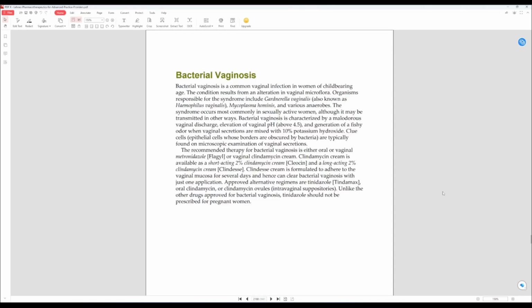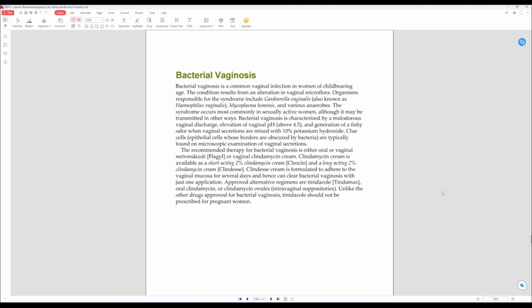Bringing us to bacterial vaginosis. Bacterial vaginosis is a common vaginal infection in women of childbearing age. The condition results from an alteration in vaginal microflora. Organisms responsible for the syndrome include Gardnerella vaginalis, Mycoplasma hominis, and various anaerobes. The syndrome occurs most commonly in sexually active women, although it may be transmitted in other ways.